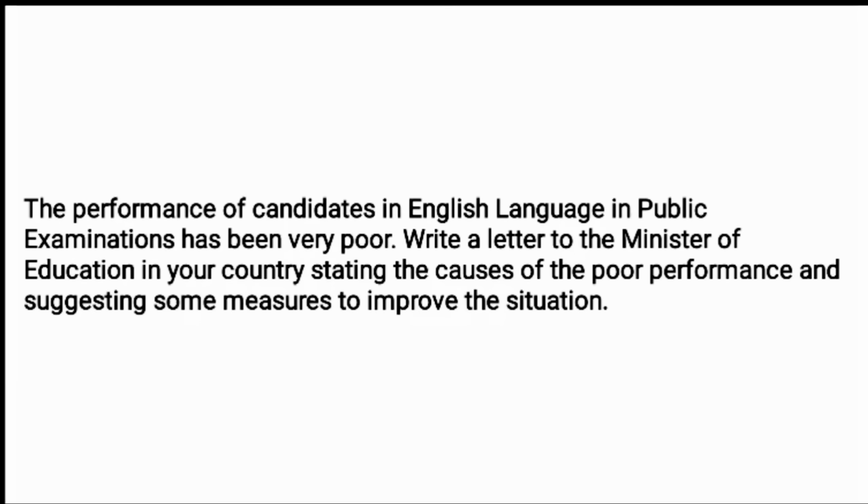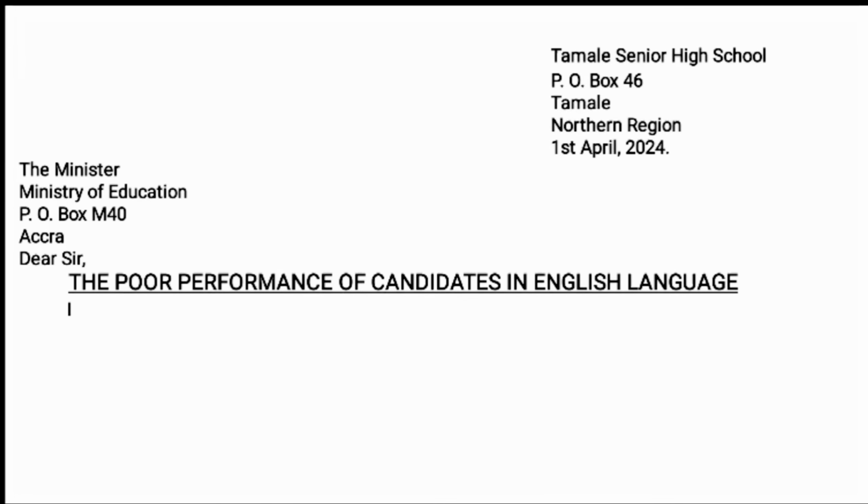We'll go through our question once again and write the introduction for it. The performance of candidates in English language in public examinations has been very poor. Write a letter to the Minister of Education in your country stating the causes of the poor performance and suggesting some measures to improve the situation. So now let's go ahead and write an introduction.